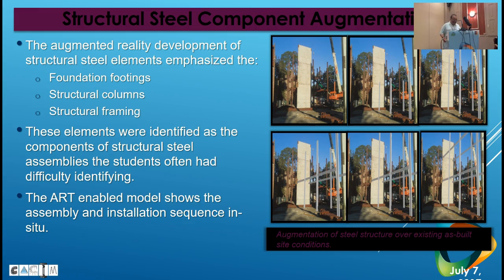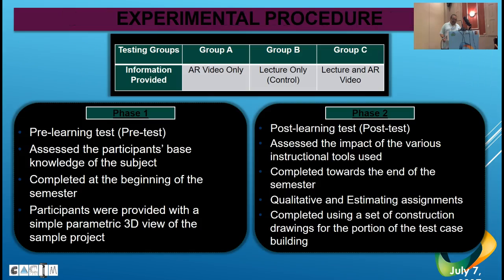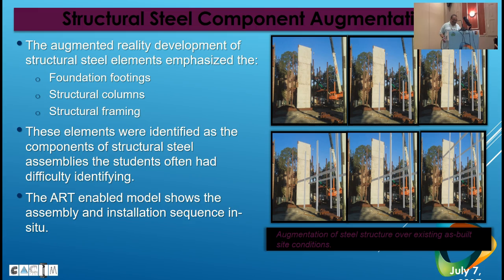The augmented reality development emphasized 3 areas: the foundation footing, structural columns, and structural framing. These elements were identified as the components of structural steel assemblies the students always had problems with identifying. And these are students with zero field experience had more problems than students that had some field experience, obviously. The model shows the assembly and installation sequence in situ, on site.